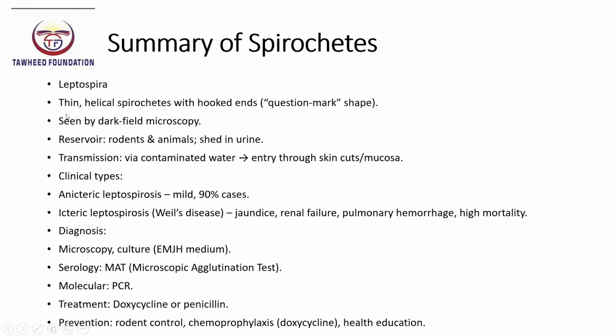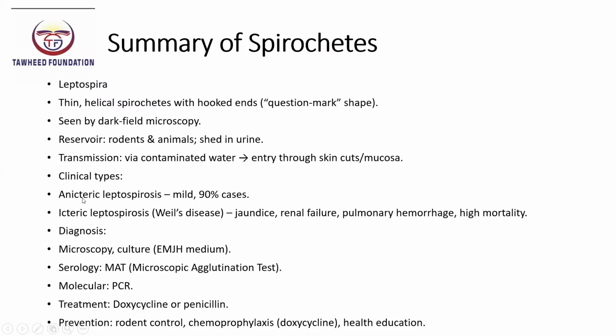Leptospira are thin helical spirochetes with hooked ends, which look like a question mark in shape. They are seen by dark field microscopy. Reservoirs are rodents and animals. It is shed in urine. Transmission is via contaminated water, and entry is through skin, cuts, or mucosa.